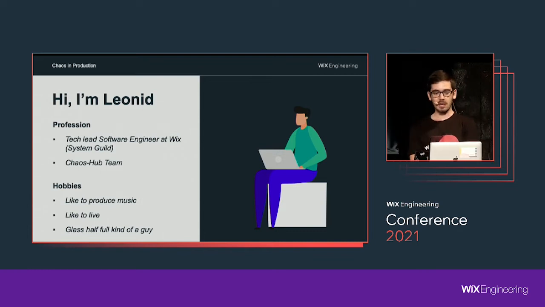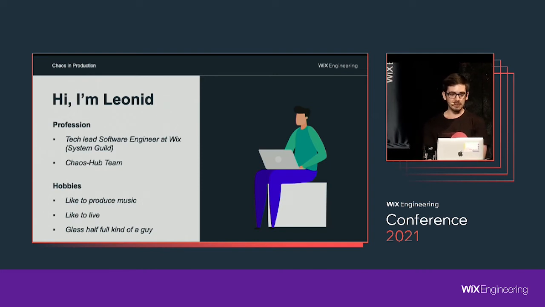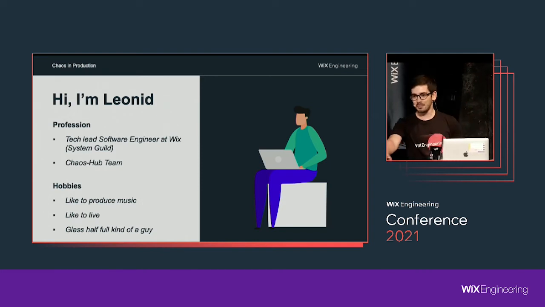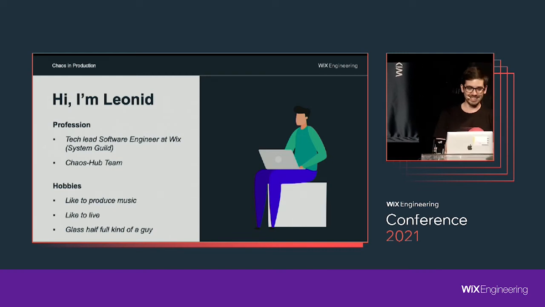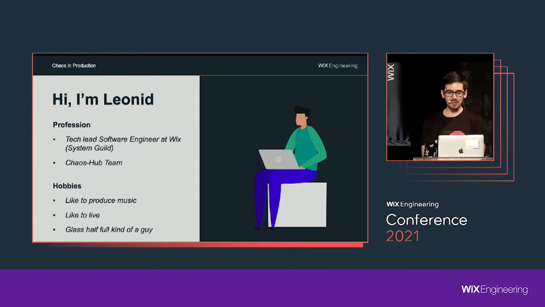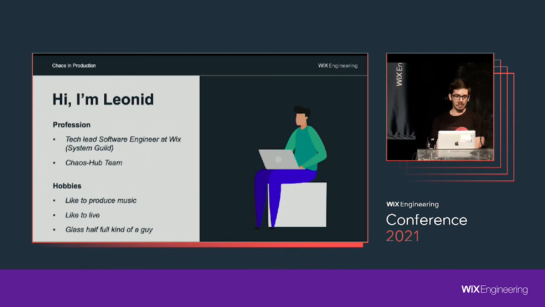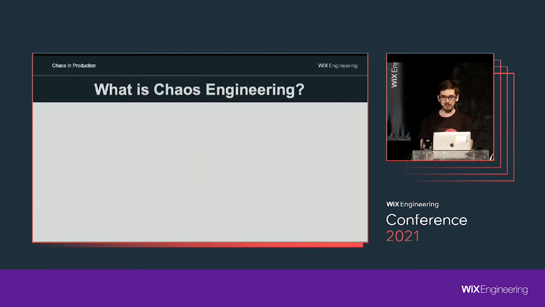My name is Leo. I'm a tech lead software engineer at Wix. I'm currently in a team called Chaos Hub. Shout out to my boys. I like to produce music in my free time. I like to live my life and do whatever I want. And I'm a glass half full kind of guy.